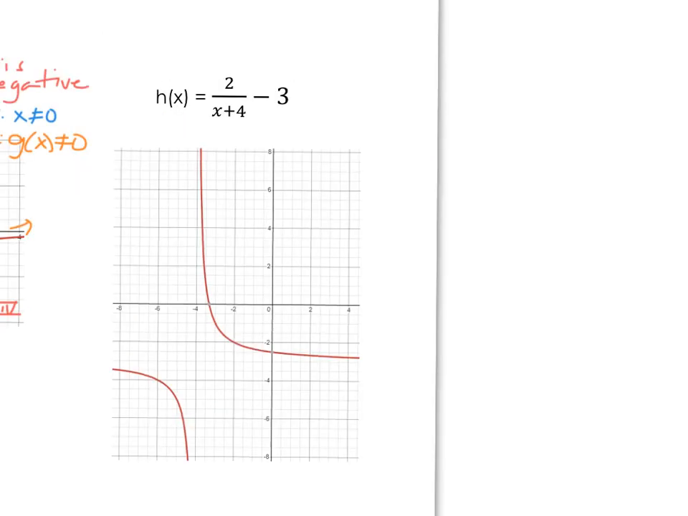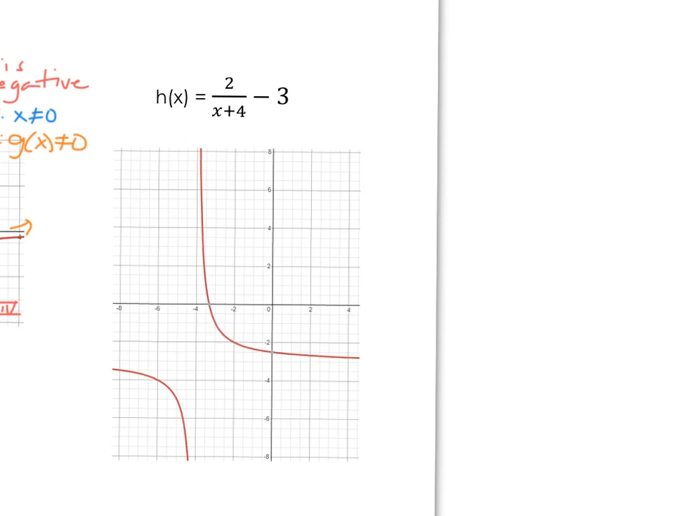Let's take a look at this last graph that's drawn for you. h of x equals 2 over x plus 4, minus 3. The 2 is going to do something to the shape of the graph. The x plus 4 does something to the shape, and the minus 3. They all have an impact on what this graph looks like.